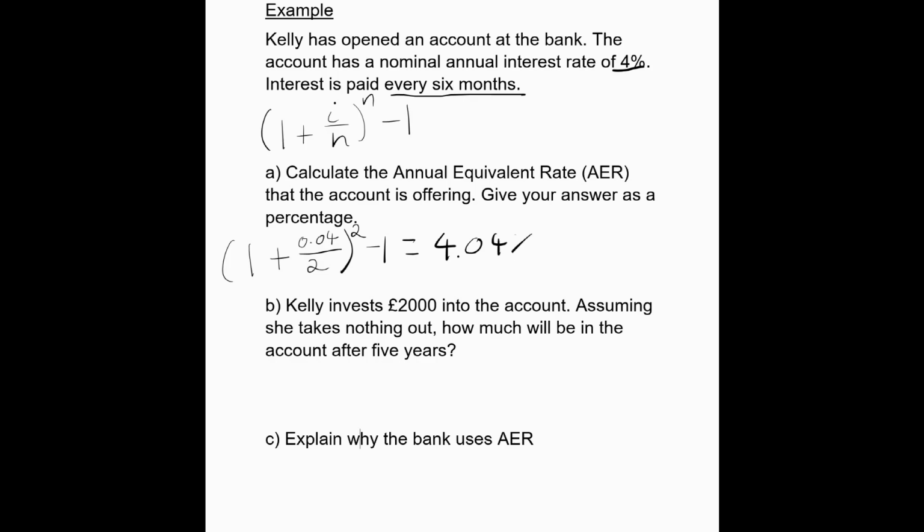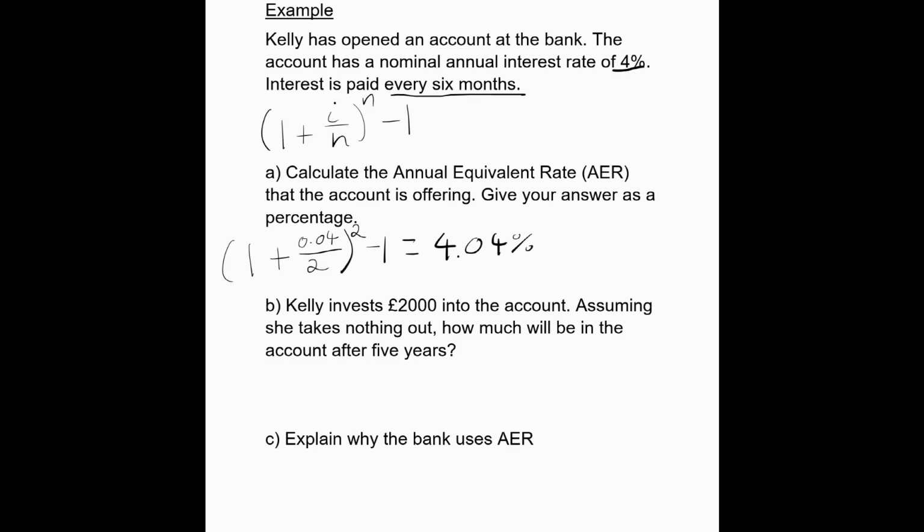The extra 0.04%, as opposed to just 4%, comes from the fact that when interest is paid every 6 months, there's an additional amount of interest that is gained on the interest that is earned after the first 6 months, in the time between the first 6 months and second 6 months of the year.